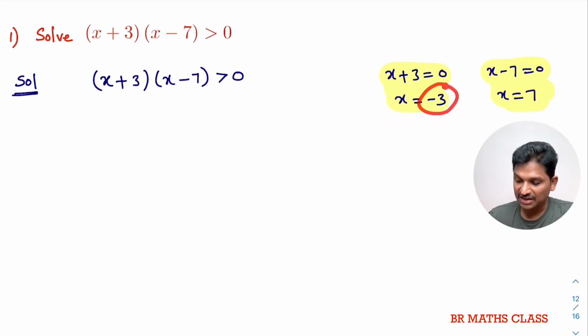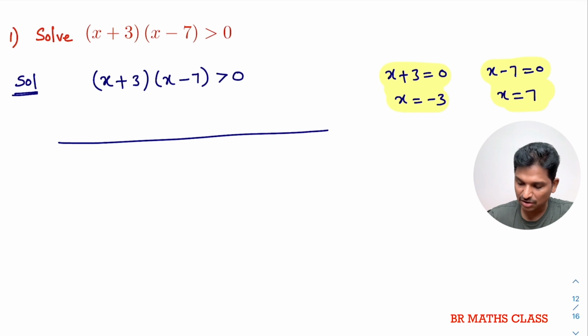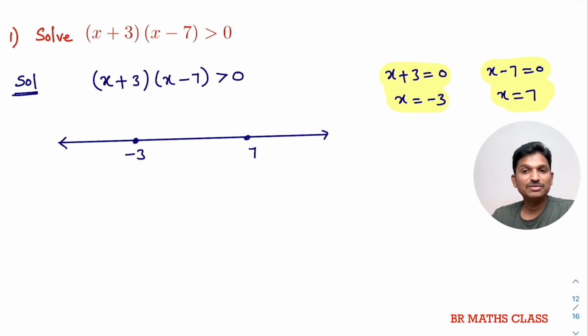Now you mark this minus 3 and 7 on the number line as per number line order. You take a number line like this, minus 3 will be here, and somewhere 7 you will get here. Now the wavy curve method says that in the rightmost part you write plus, and then you write the alternate symbols, minus, plus. This is what the wavy curve method says.